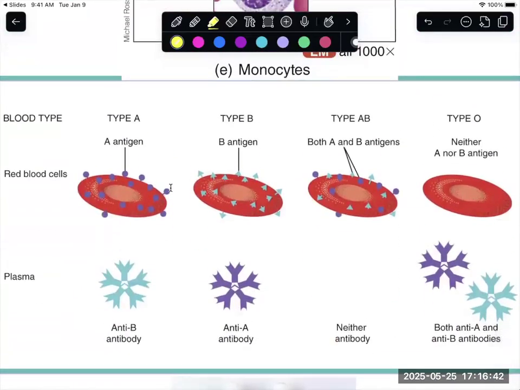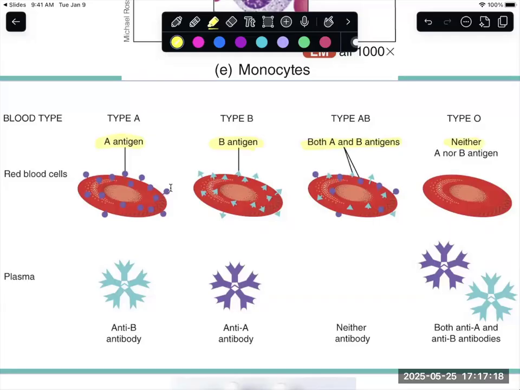Blood typing. Our blood type is based off of specific antigens that we have or do not have on our blood cells. So type A blood is going to have A antigens. Type B blood is going to have a different type of antigen, that B. You can have AB, which would have both A and B antigens. Type O doesn't have anything on it.